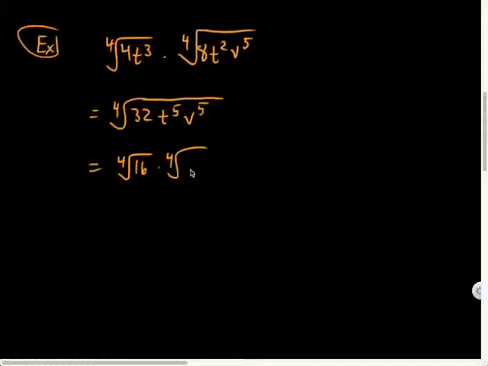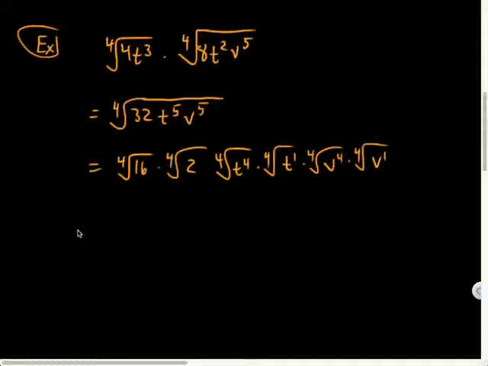And 16 goes into 32 how many times? Twice. And let's see, t to the 5th, I can't do that, but there are a good number of these t's that I could simplify. So just like on the homework, I'm going to break this up into t to the 4th times the 4th root of t to the 1st. Sure, I like that better. And then the same thing with the v's. V to the 4th times the 4th root of v to the 1st.